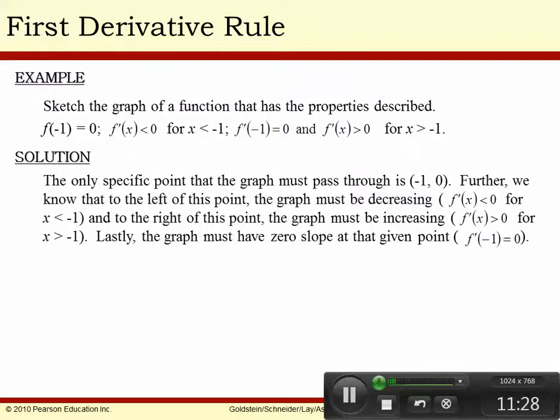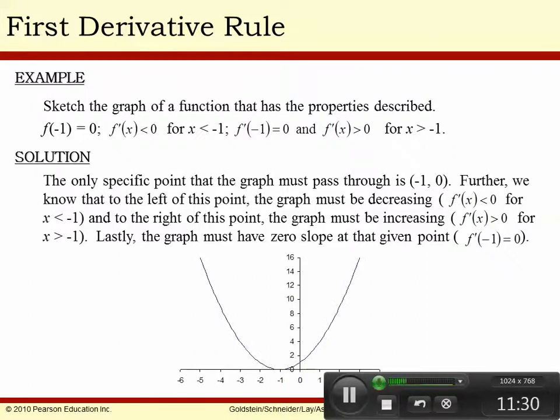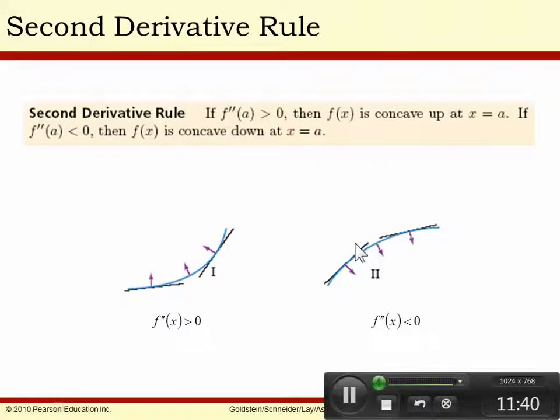graph, they're going to give us the same spiel that we just talked about, and they wind up with a curve that looks like the one we have. Derivative is negative if we're less than -1. It's decreasing at 0 at -1, and then it starts increasing. Second derivative rule. Second derivative rule is just a quick way to tell if something's concave up or concave down.